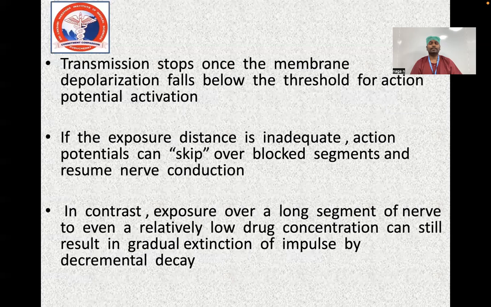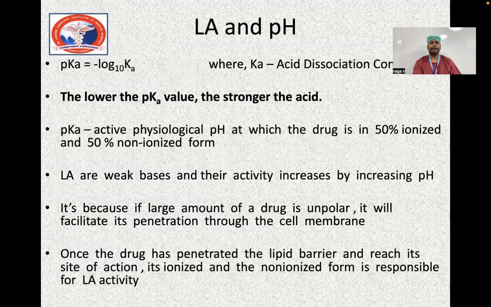If the exposure distance is inadequate, the action potential can skip over blocked segments and resume nerve conduction. In contrast, exposure over a long segment of nerve to even a relatively low drug concentration can still result in gradual extinction of the impulse by decremental decay.